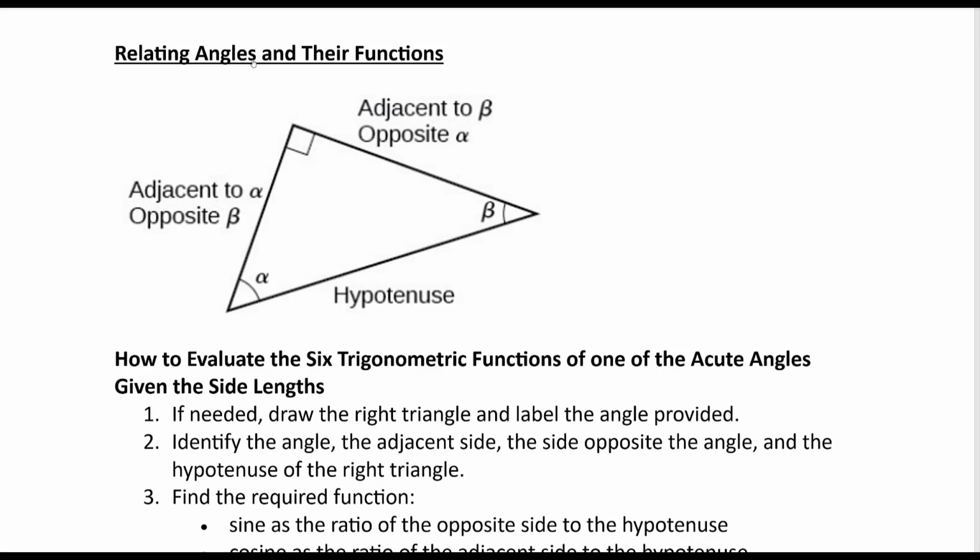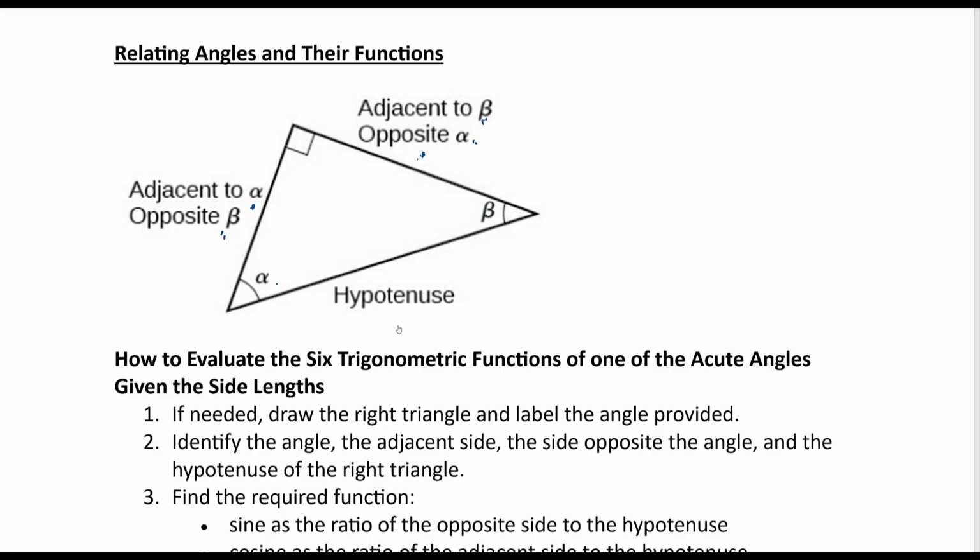Now we look at relating angles and their functions. So still the triangle here. In relation to angle alpha, this is the opposite side and this is the adjacent side. In relation to beta, this is the opposite side, this is the adjacent side. And then the hypotenuse is still the side opposite the right angle.